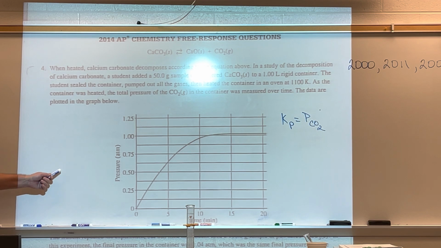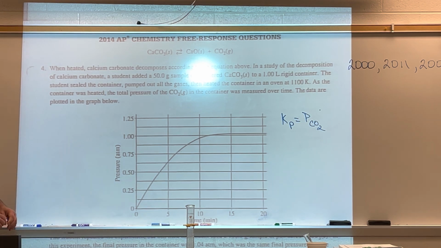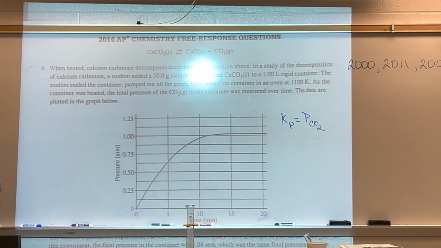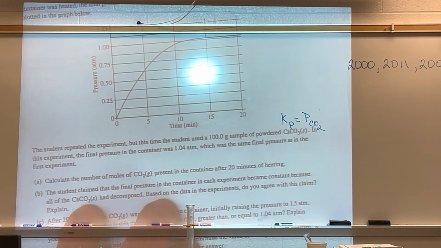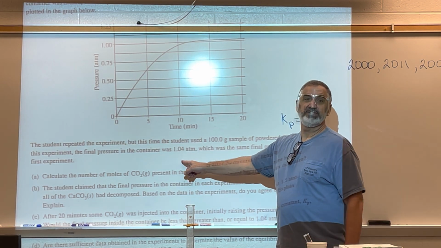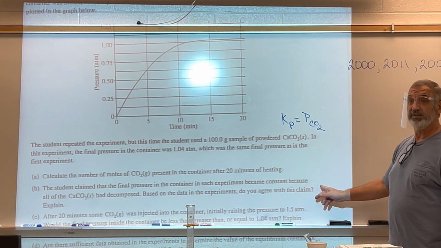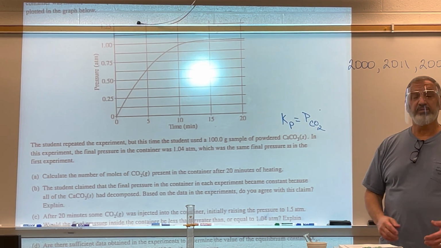So what's Kp going to equal in this? At equilibrium, what's the pressure of the CO2? Well, it says 1.04 down here. It gives you in the problem 1.04. The final pressure in the container was 1.04 atmospheres. So we know then that that's going to be the Kp. So the last question says, is there enough information to calculate Kp? And the answer is yes, because it's just going to equal that.